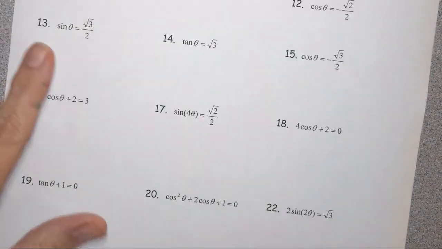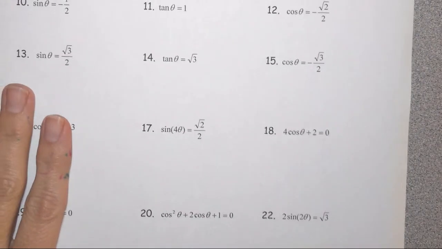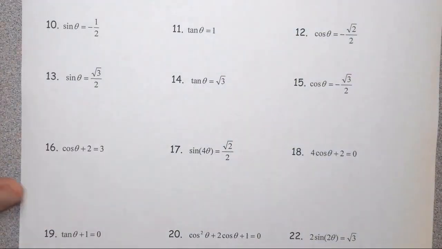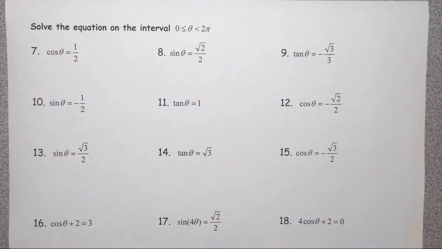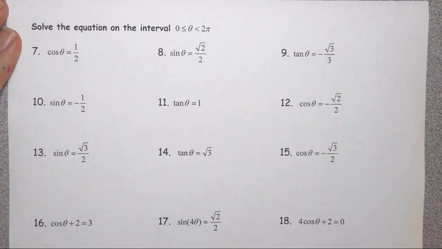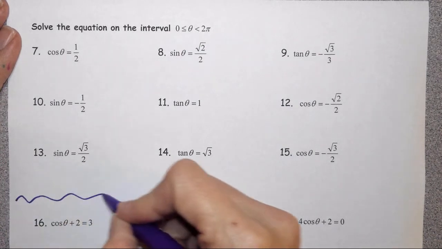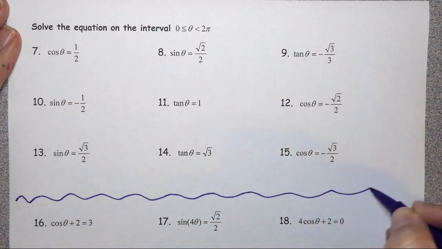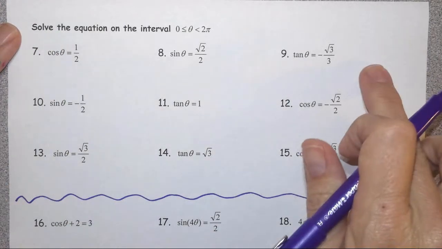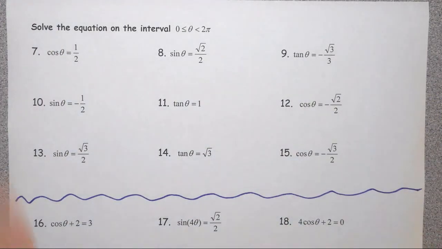The next part of the review is going to focus on solving trig equations. When you solve a trig equation, if the trig word, sine, cosine, tangent, is all by itself, you simply go to the unit circle to get your answers. So on 7 through 15, you simply go to the unit circle to get your answers. I'm going to do 1 or 2 of these. I'll do this first row, and then you'll pause the video and try the next 2 rows and then come back and check your answers.